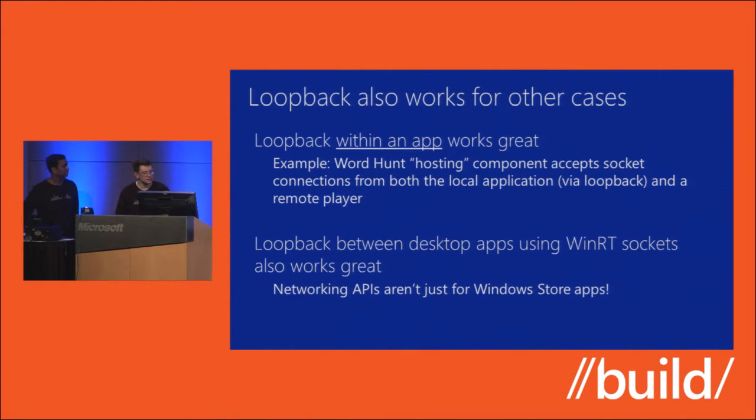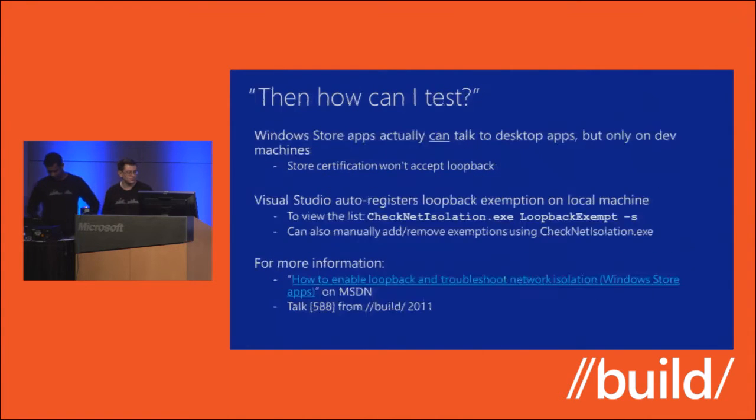And lastly, loopback between two desktop applications also works perfectly fine because they weren't submitted to the Windows Store. All the networking APIs that we've talked about are not just for Windows Store apps. All the networking APIs work perfectly fine for classic desktop applications. If you're constructing classic desktop apps, feel free to use them. Feel free to use them with loopback. Works fine. The only restriction on loopback is the store certification process. Okay? Everything else you have control over, or it just happens to work.